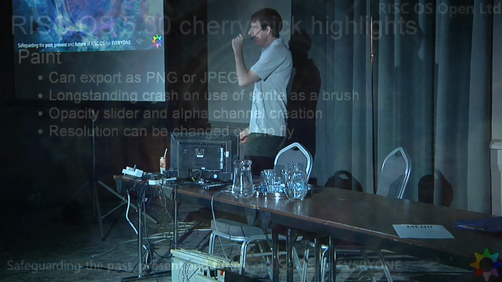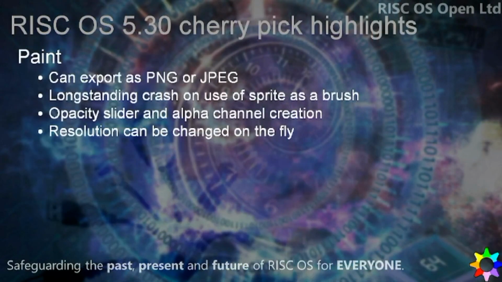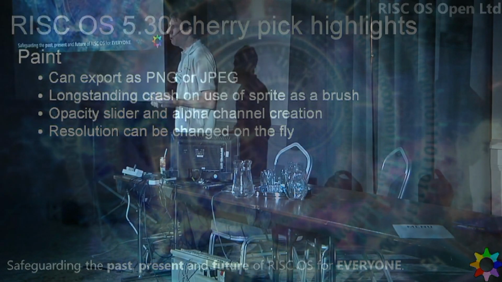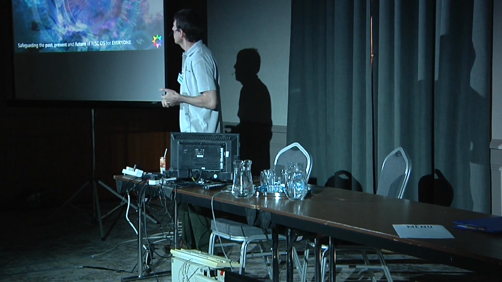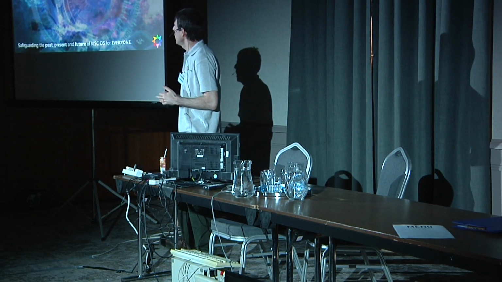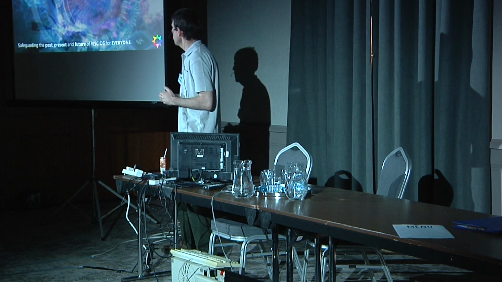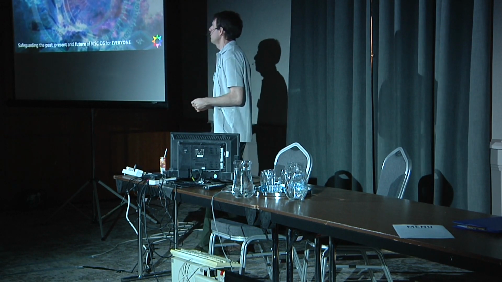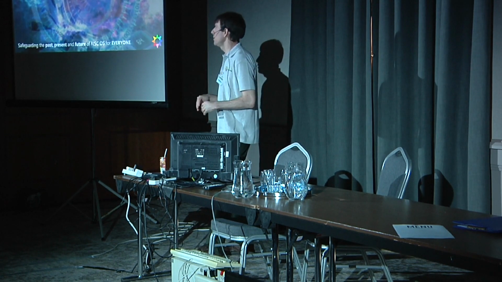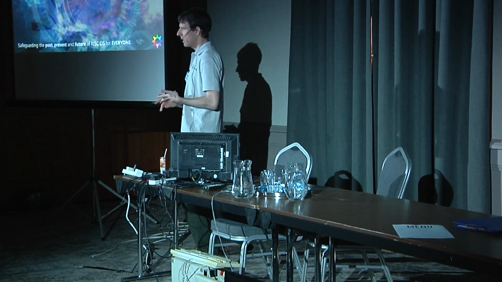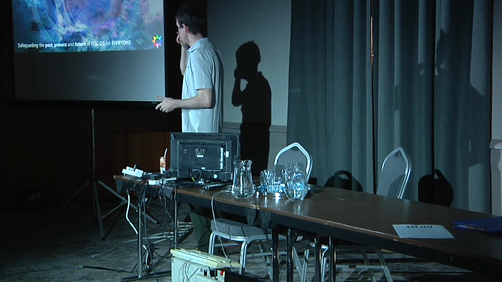So I'm just going to focus in on two particular aspects of new features in 5.30. So Paint, which has had a lot of work done on it due to it being in two overlapping bounties. The first one being the PNG bounty, Portable Network Graphics. So it can now export as a PNG or a JPEG. Previously you could only save from Paint as a sprite, so you can now save as a PNG or a JPEG as well. And they're very common file formats.